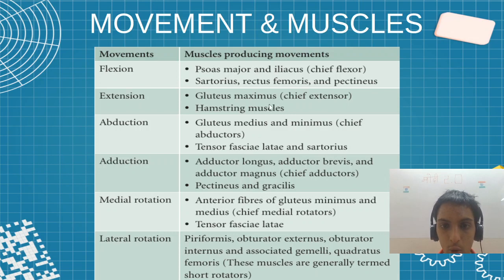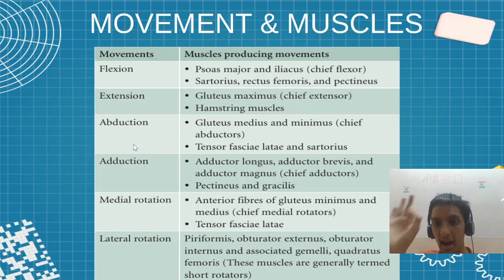Extension is by the gluteus maximus and the hamstrings. Three gluteal muscles are there. Maximus will do extension. Medius and minimus will do abduction. And tensor fasciae latae will be there. And remember now, sartorius will do flexion and abduction, two movements. And rectus femoris and pectineus, one movement only.